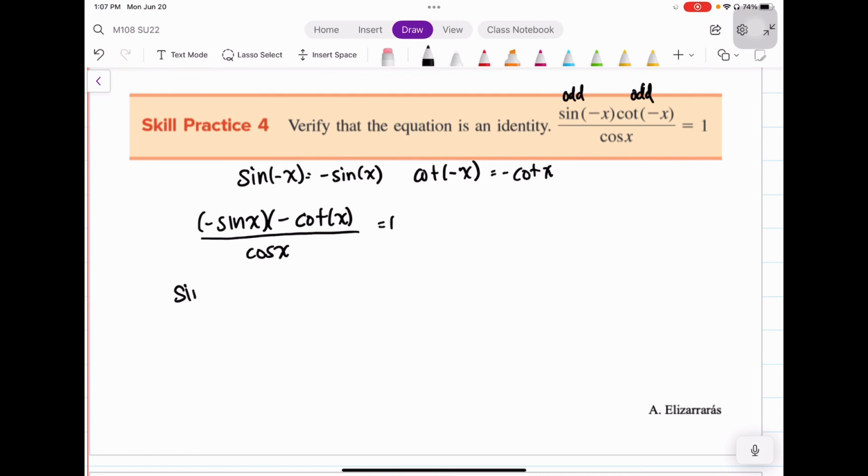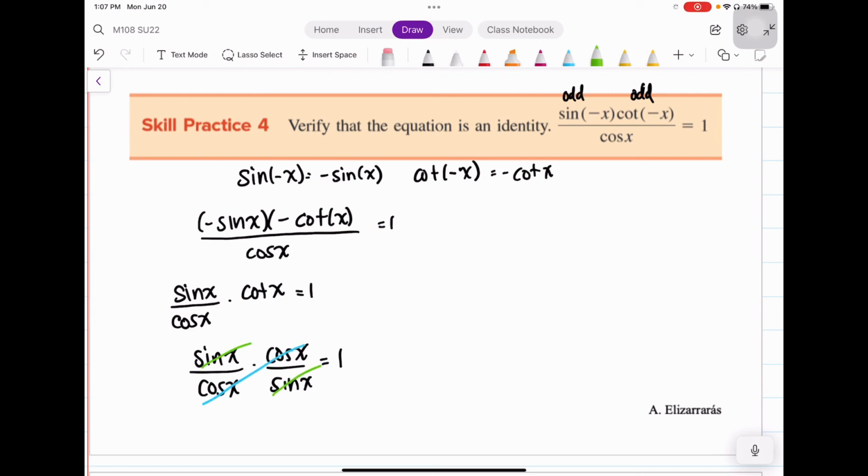This is the same thing as the sine of x over the cosine of x times the cotangent of x equals 1. And I can rewrite cotangent as cosine of x over sine of x. I then have sine of x over cosine of x times cosine of x over sine of x equals 1. The cosines divide through and the sines also divide through, so that simplifies to 1 equals 1, which does verify that identity.